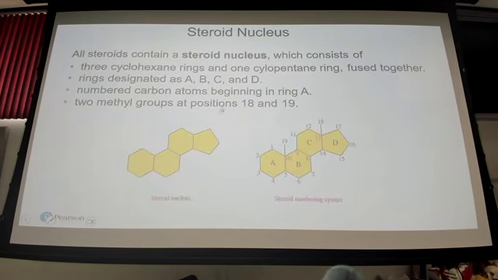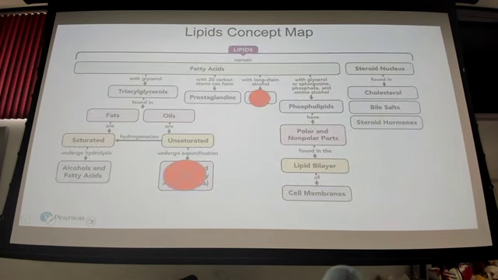This is the steroid nucleus backbone, right? What if it had an alkyl group off carbon 17 and groups off 18 and 19? What would it be called? Cholesterol, right? This is what we talked about with the lipids. Any questions about the lipids?